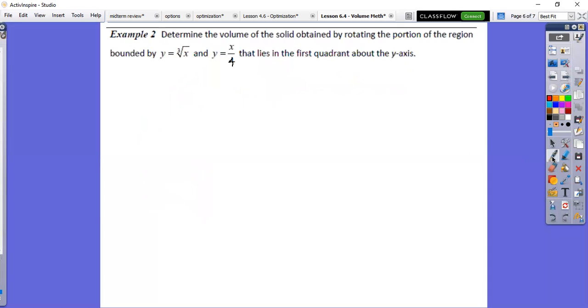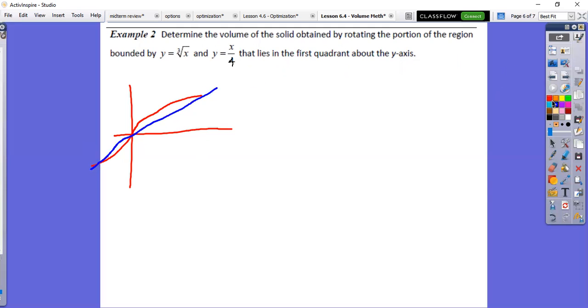All right, so for the second problem, we're going to take a look at this and say, all right, we're going to determine the volume of the solid obtained by rotating this portion of the region bounded by cube root of x and x over 4 that's in the first quadrant around the y-axis. So first, we need to figure out what this looks like in the first quadrant. Cube root of x is going to look something like this. And then x over 4, I'll do it in a different color, is going to look something like this.